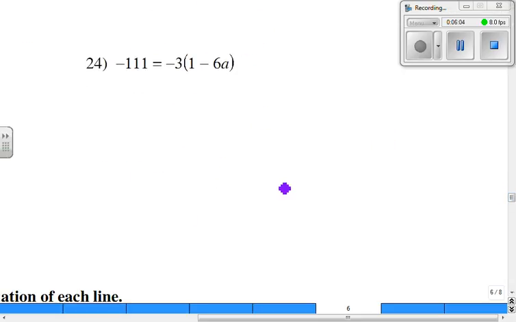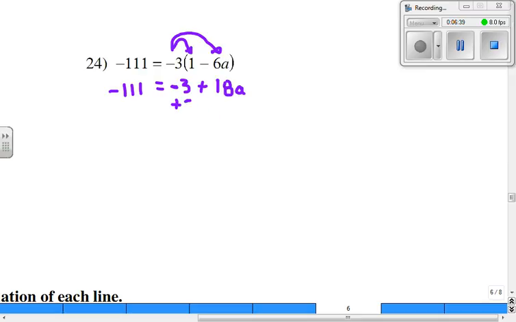Okay, now here we are asked to solve. We do have an equal sign. We're still looking at distributing here. So we have negative 111 is equal to negative 3 times positive 1, which gives us negative 3, and negative 3 times a negative 6a. Well, a negative times a negative is a positive, so it's going to be positive 18a.